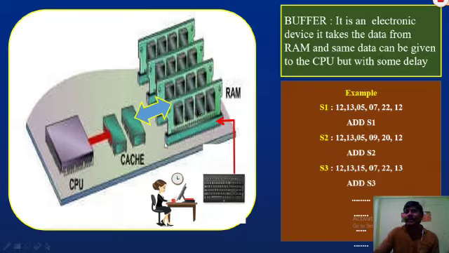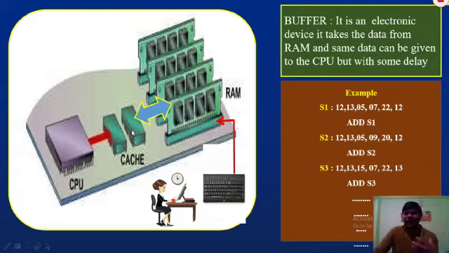Buffer is nothing but an electronic device which takes the data from the RAM, and the same data can be given to the CPU with some delay, but it does not change any data. Input data is equal to the output data, but with some amount of delay. That is regarding the buffer.